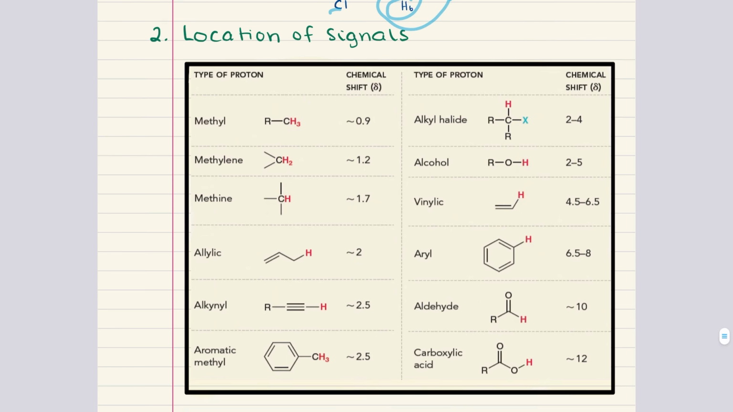The next thing we want to discuss is the location of each signal, because that reveals how shielded or deshielded each proton is. Remember that the x-axis is measured in parts per million, or ppm, and it increases from right to left. Protons that are more shielded, meaning they are surrounded by lots of electron density, appear upfield, so closer to 0 ppm. But protons that are deshielded, because they are near electronegative atoms or pi systems, are going to appear downfield, so at higher ppm values.